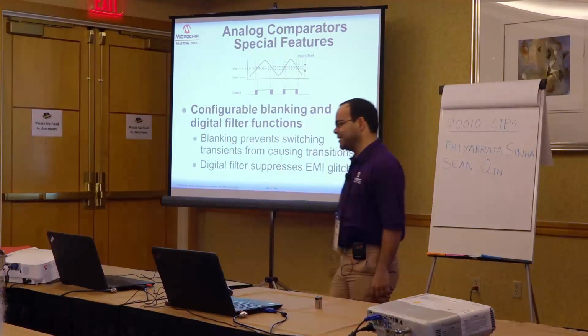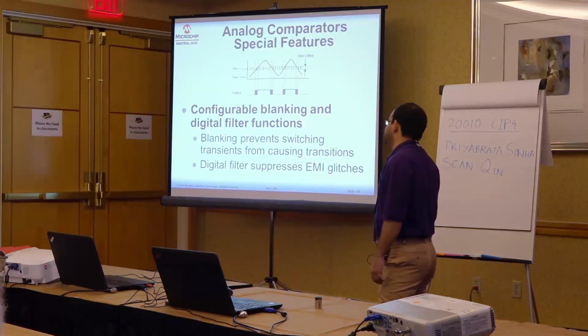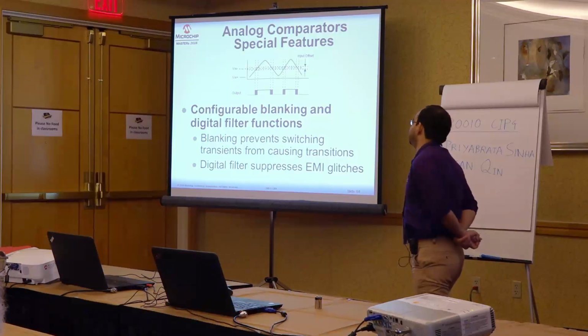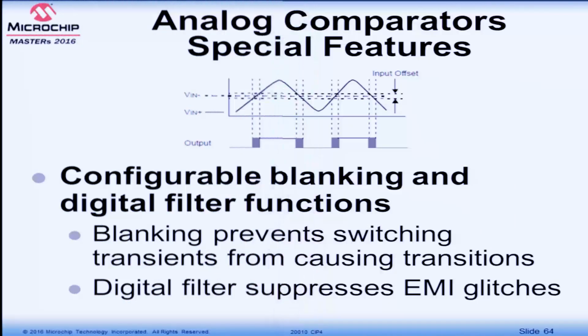So, what are these blanking and digital filter features? Blanking is where there are certain periods when you do not want the comparator to change state, and this is typically to periods where you would expect a lot of switching transients. So, a lot of MOSFET switching in your circuit, and the waveform might actually fluctuate a little bit very close to that voltage threshold, the reference voltage.